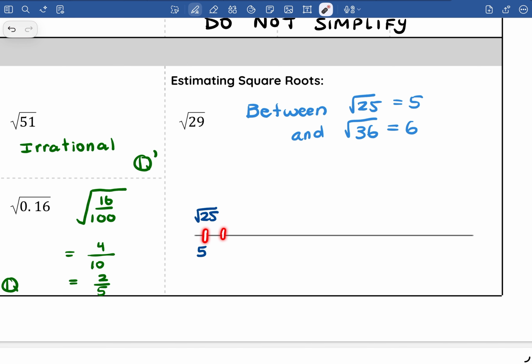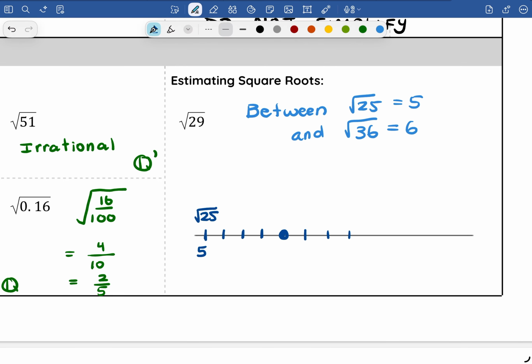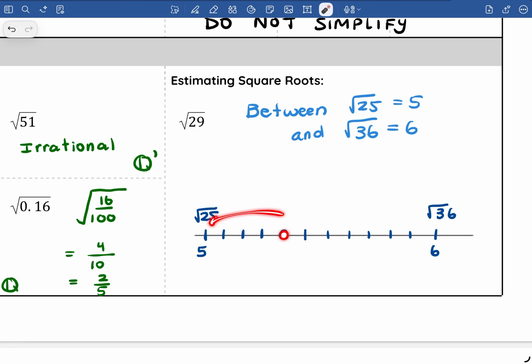So this would be the square root of 26, square root of 27, 28, 29, which will be important to us. So I'm going to bold that as a nice little dot. 30, 31, 32, 33, 34, 35, 36. Labeling either side there. And so looking at this right away, we see that it is closer to 5 than it is to 6. So it'll be closer to like 5.2 or 5.3 or 5.4.